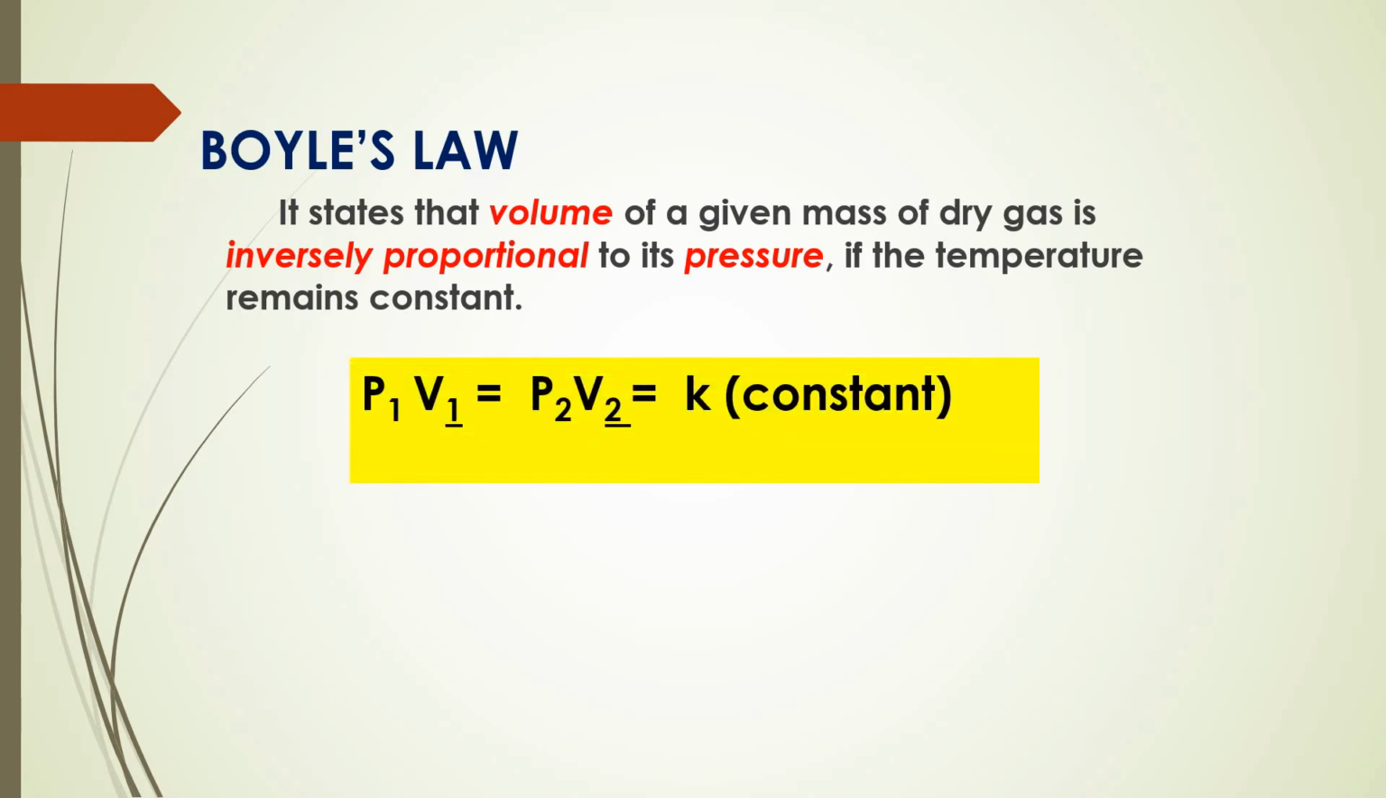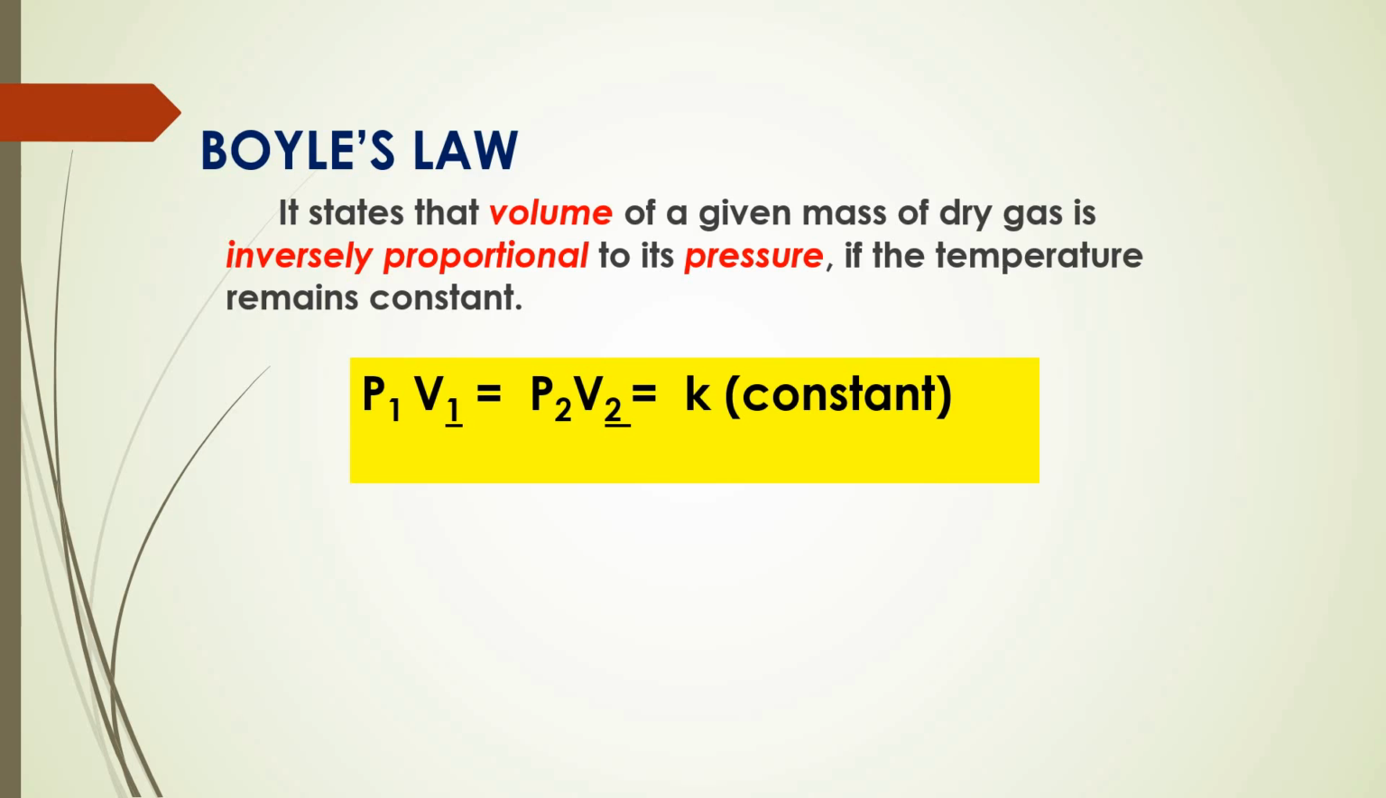And its mathematical form is P1 V1, that is the product of initial pressure and initial volume, is equal to the product of final pressure and final volume, P2 V2. Their product will always remain the same, and that is why it is a constant. The product of pressure and volume is always constant. So this is the mathematical representation of Boyle's law.